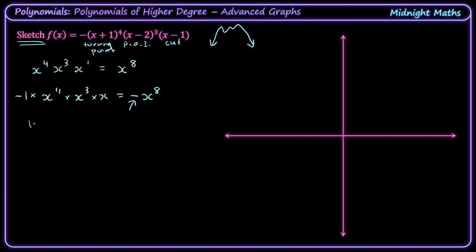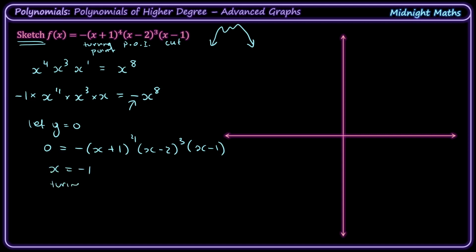So for my x-axis intercepts, I'm going to let y equal 0. So I have x plus 1 to the power of 4, x minus 2 to the power of 3, and x minus 1. So x plus 1 corresponds to x is negative 1, and that's where I have a turning point. x minus 2 corresponds to x equals 2, and that's where I have a point of inflection. Finally, x minus 1 corresponds to x equals 1, and that's where I'm just going to cut the axis with a mostly straight looking line, nothing special happening there.